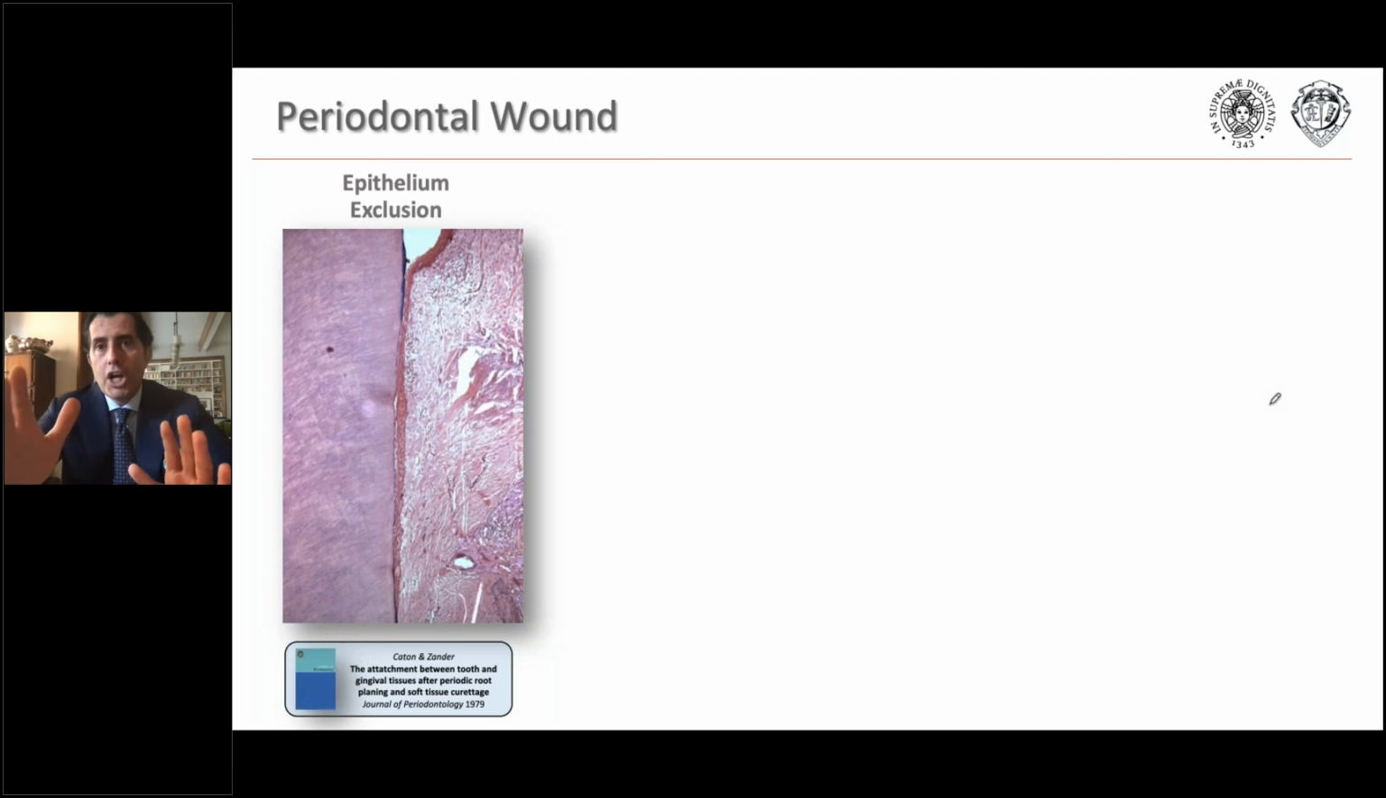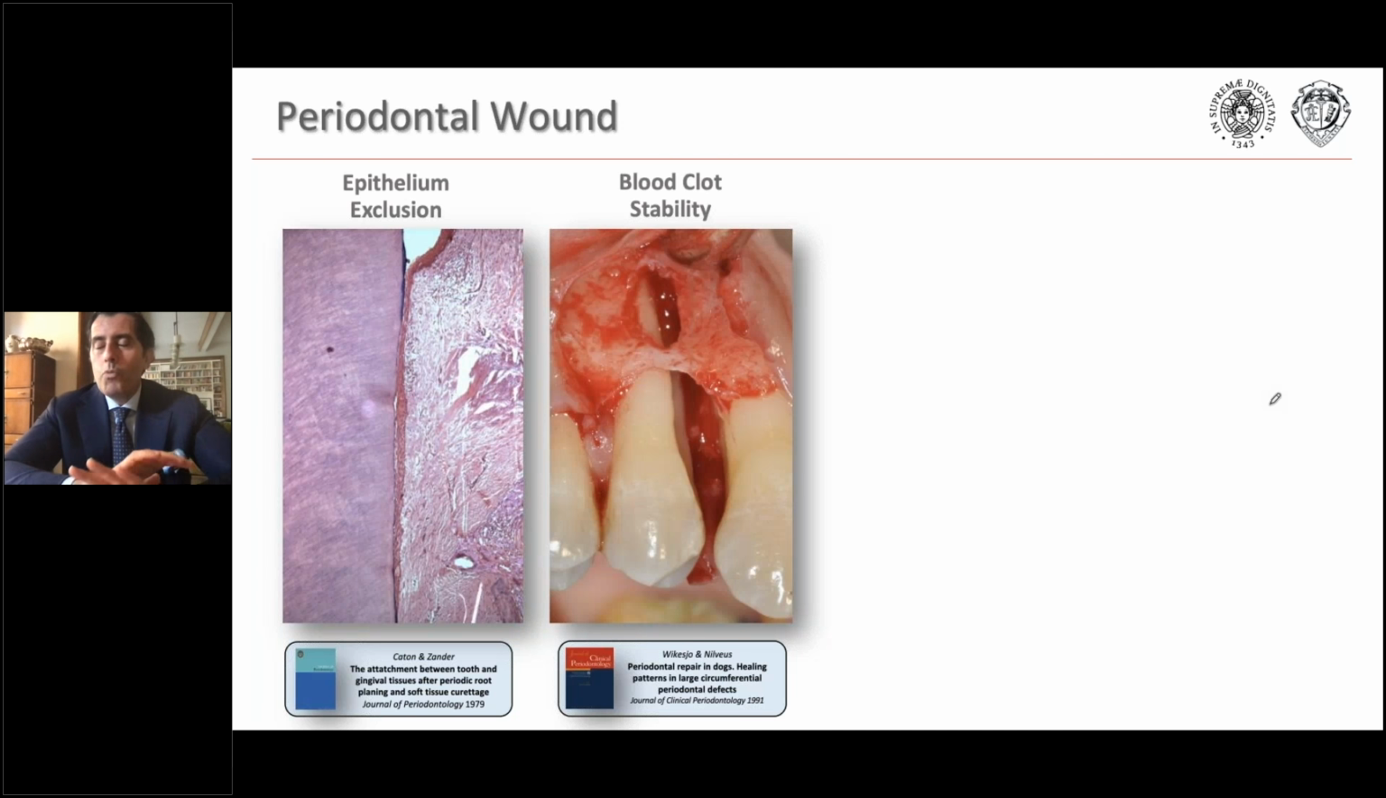We are covered by epithelium, and thank God, because epithelium allows us to divide layers and strata of tissues. So every time that we finish a surgery and we have something that goes in and out, which is the root surface or the tooth, epithelium will rush into that. Secondly, everything can heal if the blood clot is stable, and that's why we put a cast when somebody breaks one of the bones.